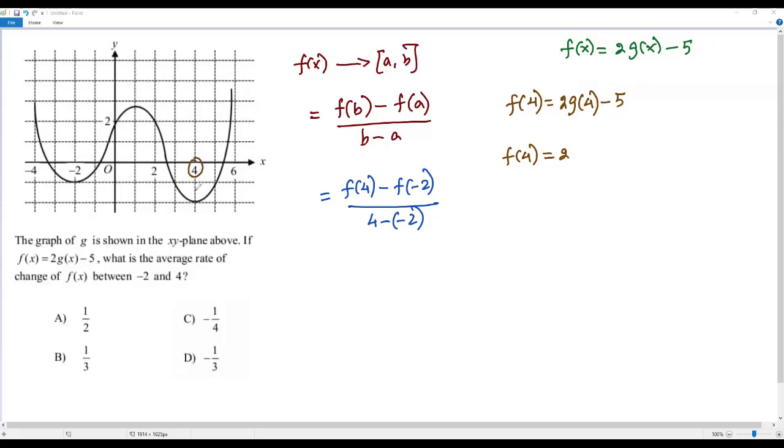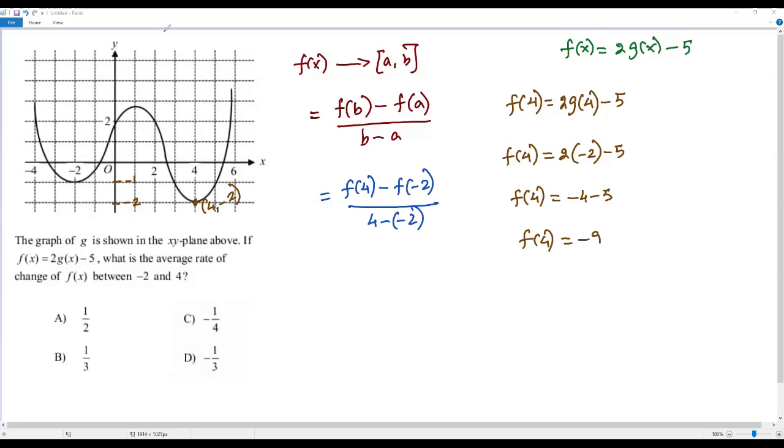So here we have the value 4 on the x-axis. Corresponding to x equals 4, what is the value of y? Let me mark this as negative 1, and here we have negative 2. So when x is equal to 4, the corresponding y value is negative 2. That is, the value of g of 4 is negative 2. Let me plug in negative 2 for g of 4, negative 5. Then f of 4 equals 2 times negative 2, which is negative 4, negative 5. Then f of 4 equals negative 9.